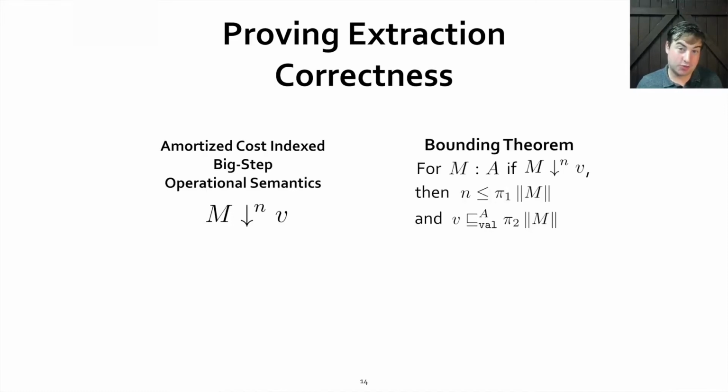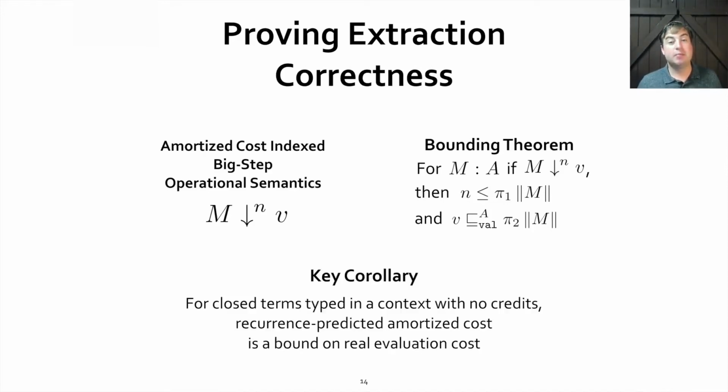Then we use a logical relation to prove the same bounding theorem as before, but this time the cost we're bounding is an amortized cost. But the crucial consequence of this theorem is that for closed terms, the amortized cost that we get for the recurrence is a bound on the actual execution cost. And so, for example, the set program isn't just linear in this strange cost metric where we can subtract and add arbitrary costs. It actually does a linear amount of cons operations.